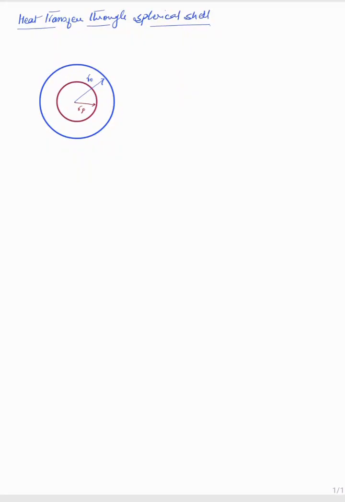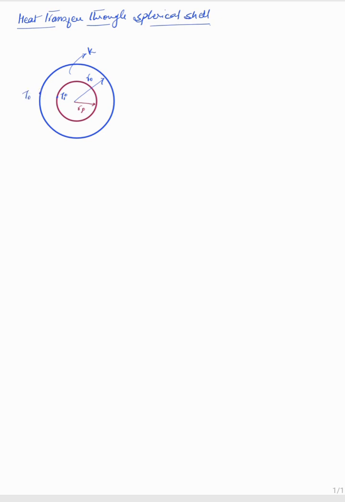Let's discuss the heat transfer through a spherical shell. Let's assume you have a spherical shell having inner radius Ri, outer radius Ro, and the thermal conductivity of the shell is K, and the inside wall temperature is Ti, outside wall temperature is To.